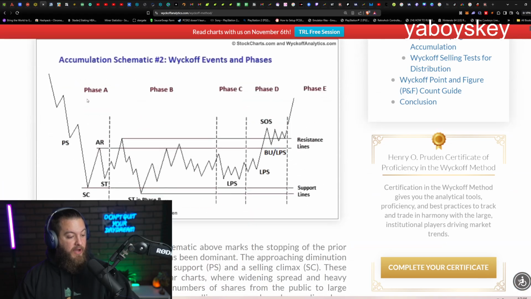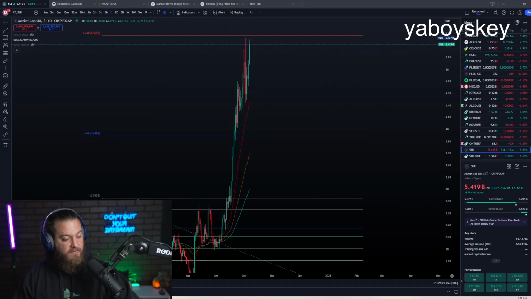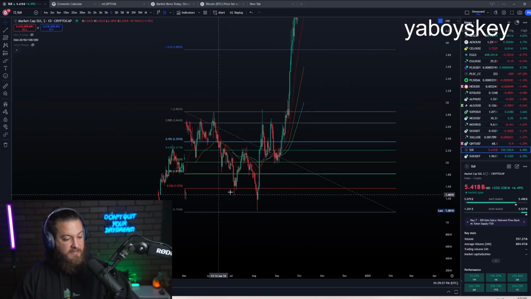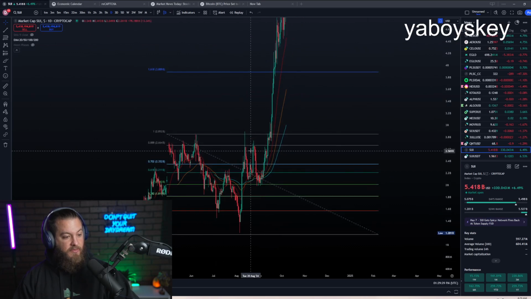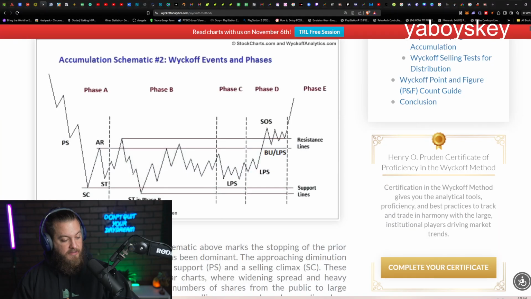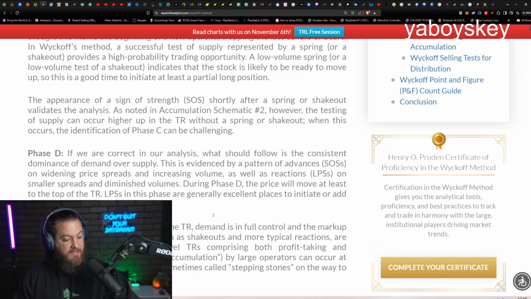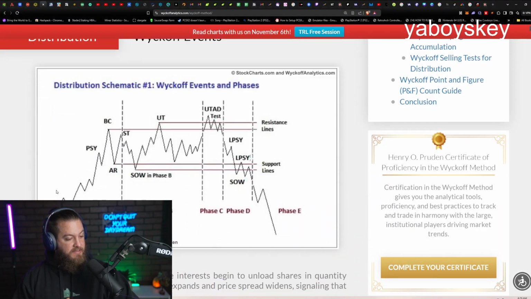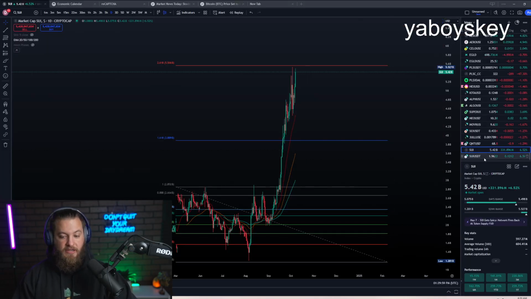So this is what the bottom looks like. You have all of this that forms, and then you get your phase E, right? So you have your selling climax, your automatic rally, secondary tests, all of that stuff. That's your accumulation, followed by your phase E, okay? And then once you get into your phase E, it looks like this. You have your markup, and then it does the reverse. So to me, it's somewhere in here of distribution, phase A, which is a little bit tricky.